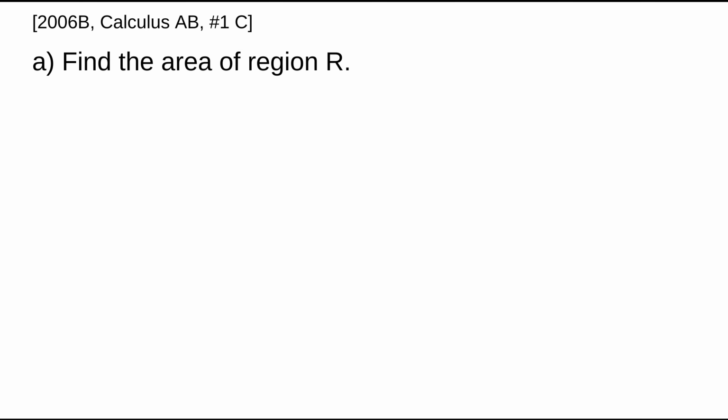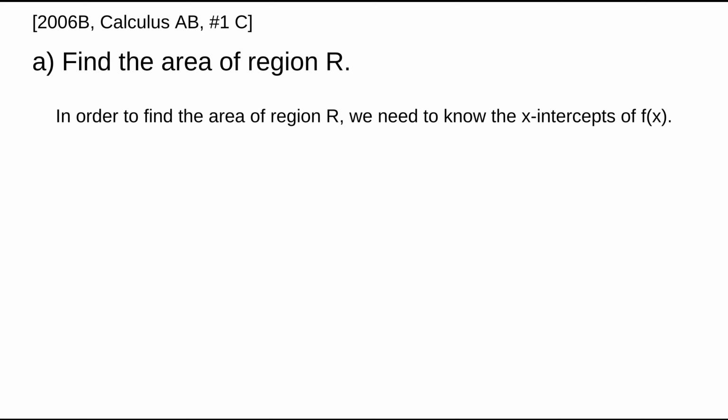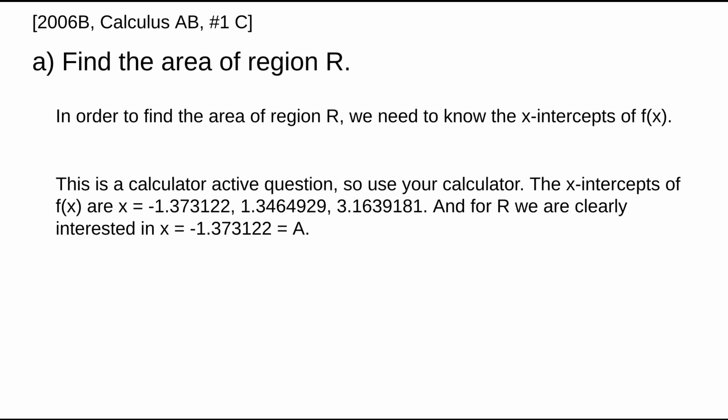In part A of the question, we are asked to find the area of this region R. And in order to do that, we need to know the x-intercepts of this function f of x. This is a calculator active question, so we can use our calculator to determine the x-intercepts. We have x-intercepts at negative 1.373122, positive 1.34 and some change, 3.16 and some change. Given the graph in the region R, we're clearly interested in x equals negative 1.373122, and I'm going to call this A for short.